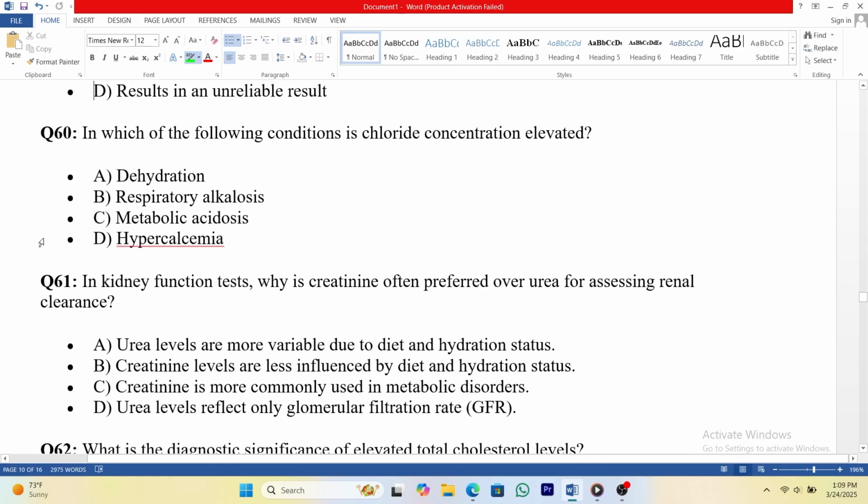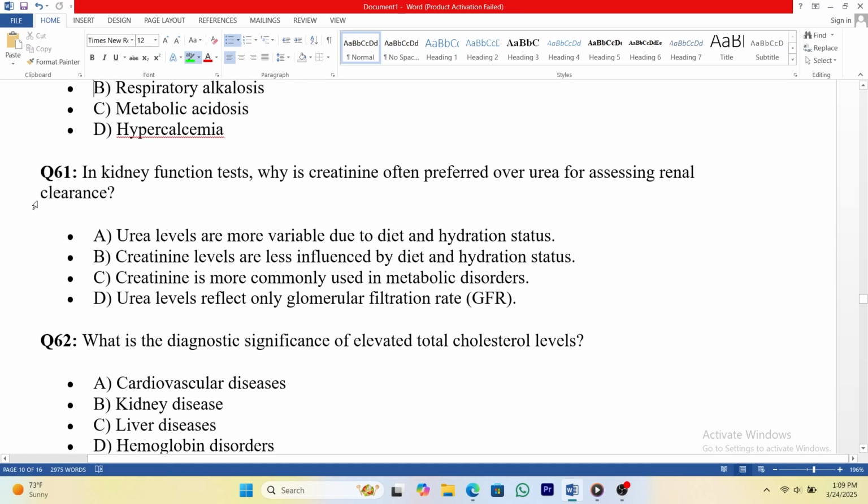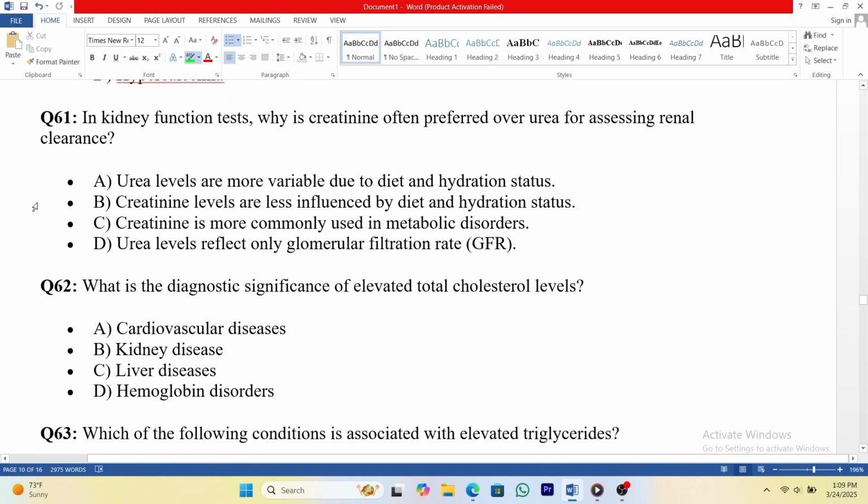A. Dehydration. B. Respiratory alkalosis. C. Metabolic acidosis. D. Hypercalcemia. Answer: A. 61. In kidney function tests, why is creatinine often preferred over urea for assessing renal clearance?